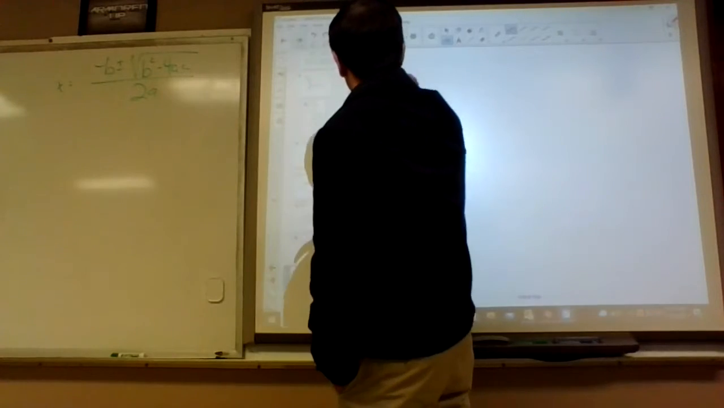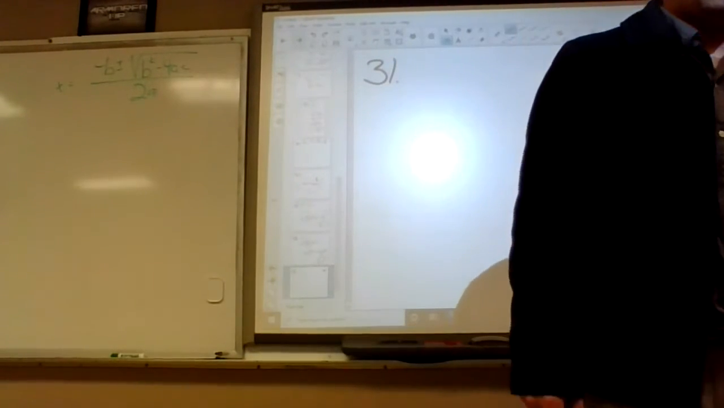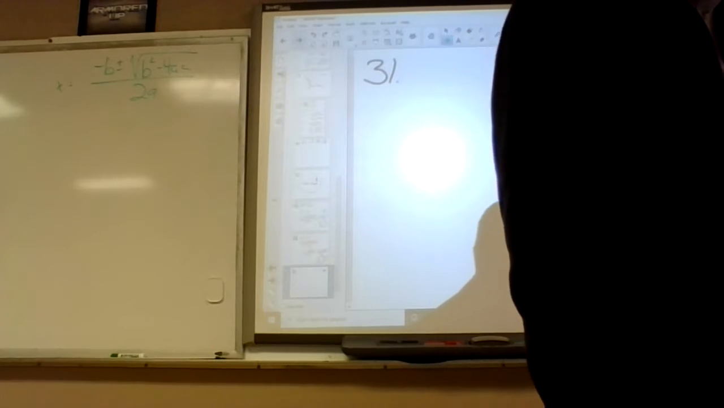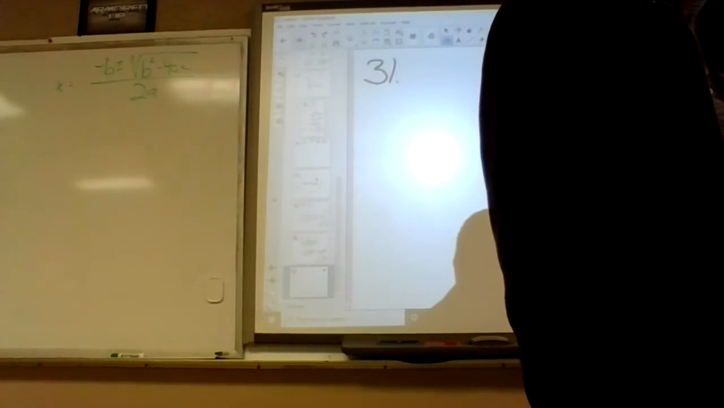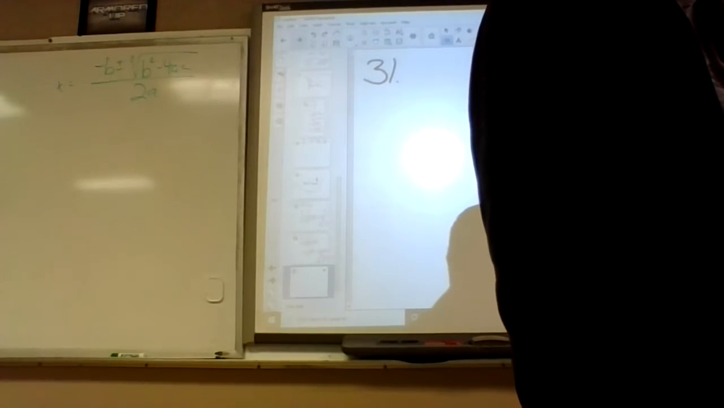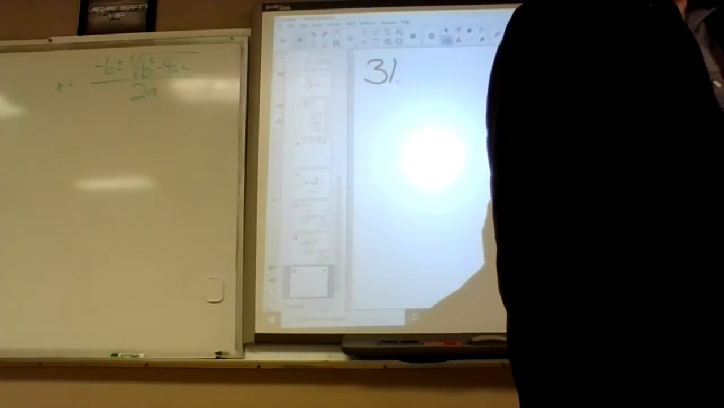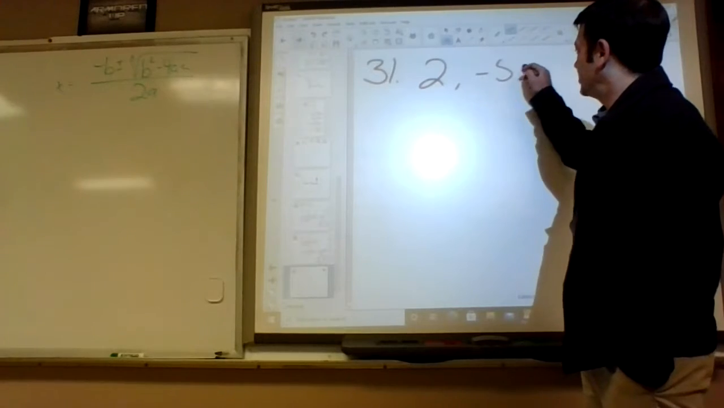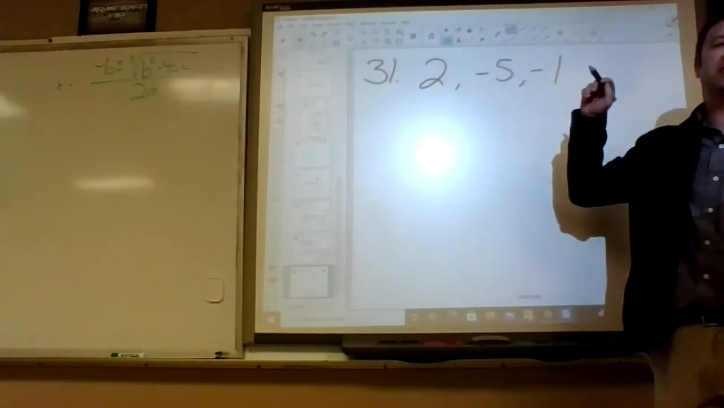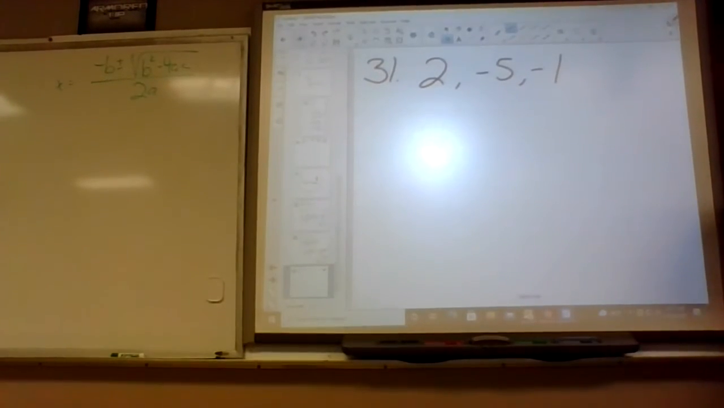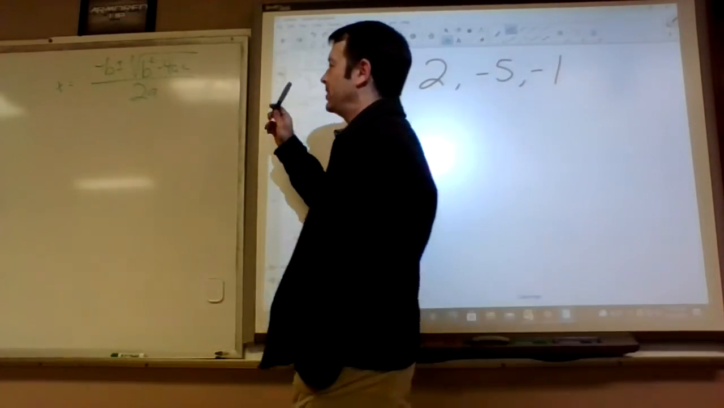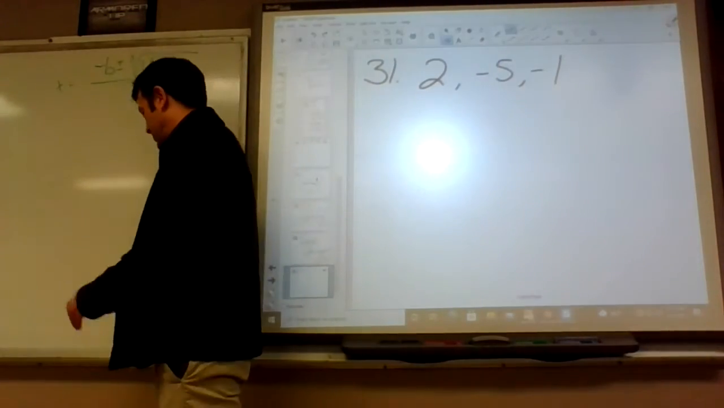Okay, 31. Determine the number and nature of the solutions to each equation, then find the solutions. Do you guys know what they're talking about? Determine the number and nature of the solutions. What does that mean? It means use the discriminant. You guys remember that?